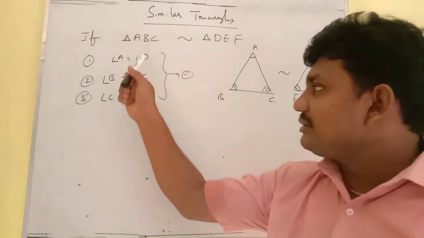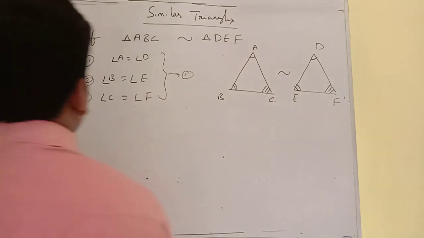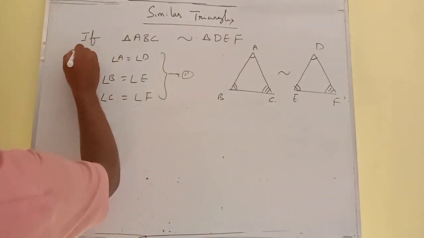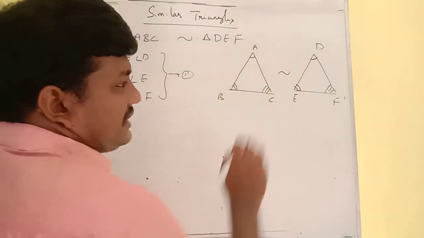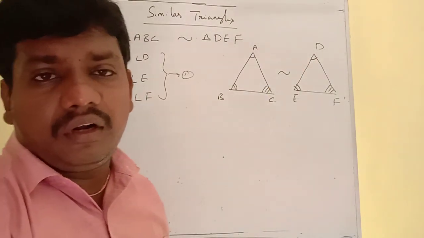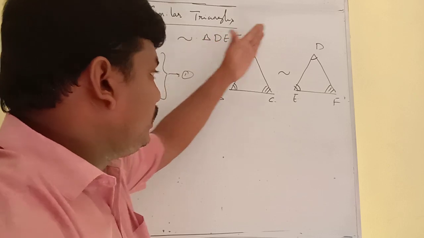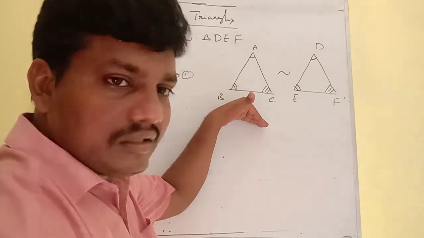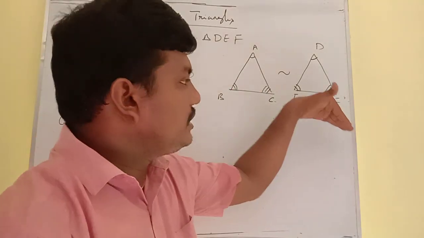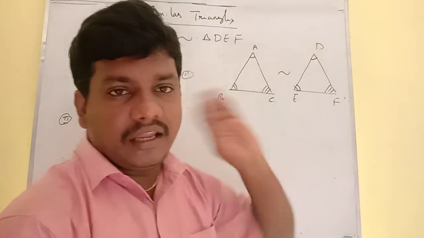When two triangles are similar, their corresponding angles are equal. Coming to the second condition, corresponding sides are in the same ratio. What are the corresponding sides? AB is one side, its corresponding side is DE in this triangle. Then BC is another side, its corresponding side is EF. Then AC is one side, its corresponding side is DF.